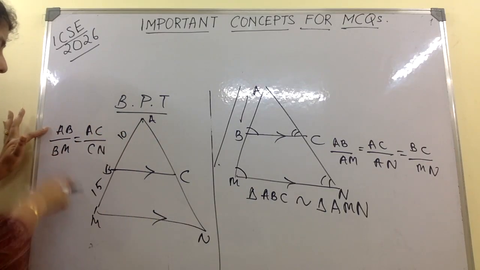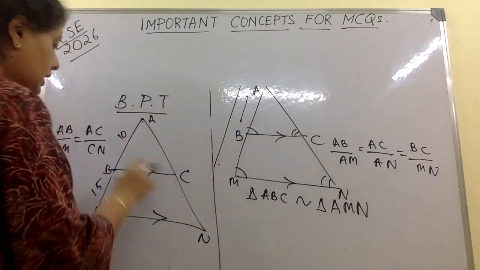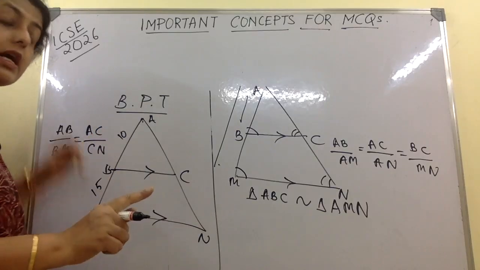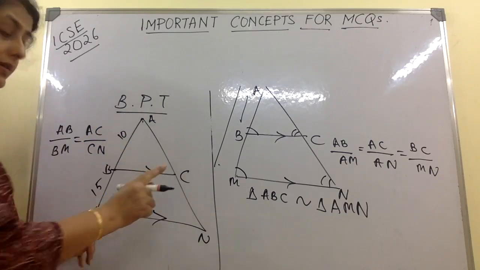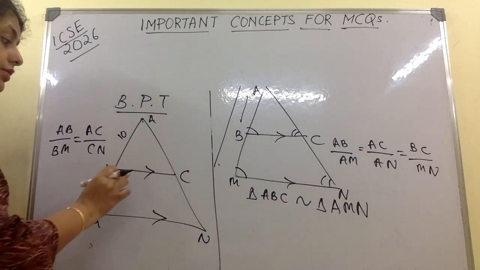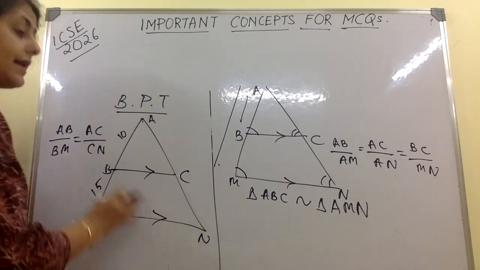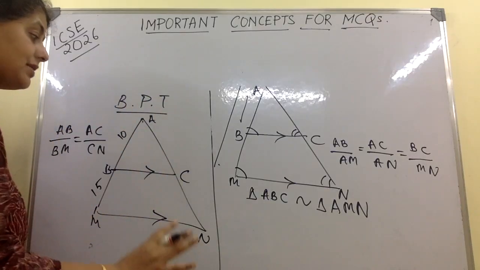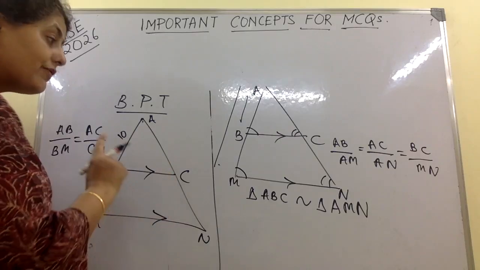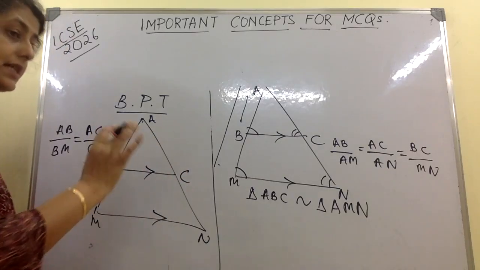So if it is Thales, you can work only part by part. See, I have worked part by part here, and here I worked whole by whole. You cannot work on BC and MN at all, and you cannot bring them into the picture unless you have proved similarity between these two triangles. That comes only when it is clearly stated that the two triangles are similar.